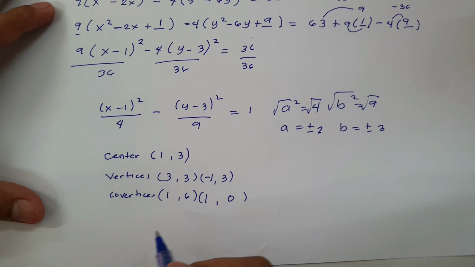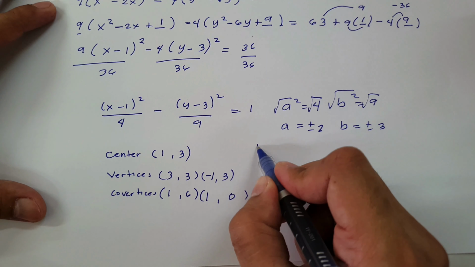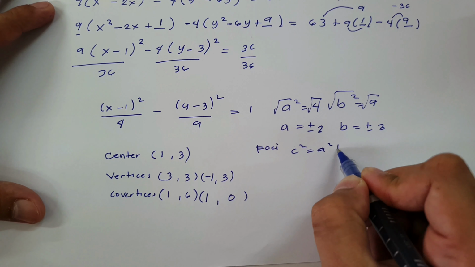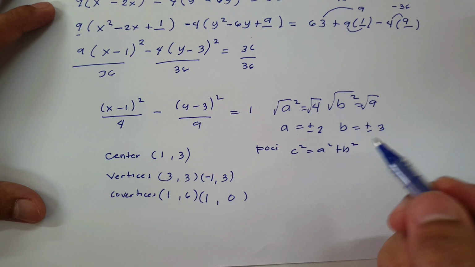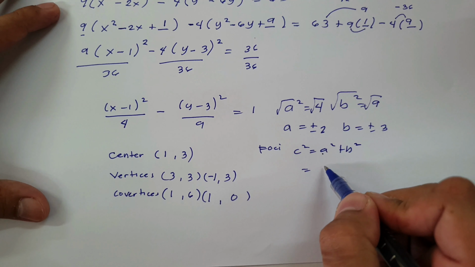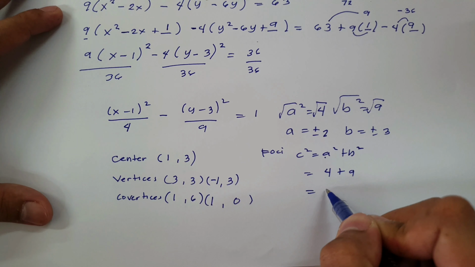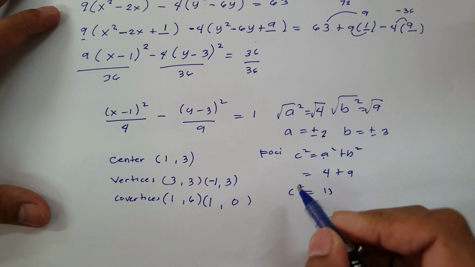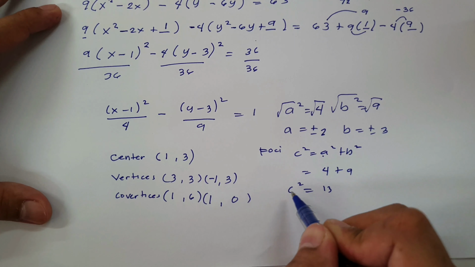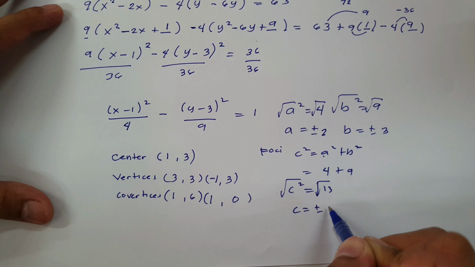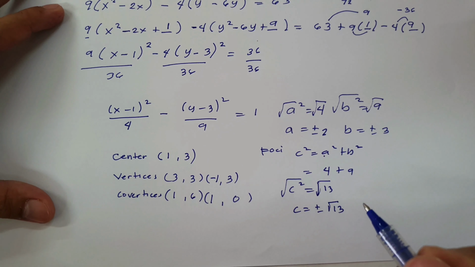And then to find the foci, c squared equals a squared plus b squared. The value of a squared is 4 and the value of b squared is 9, which gives us 13. Therefore, to find the value of c, let us take the square root of both sides. So c is positive and negative square root of 13.